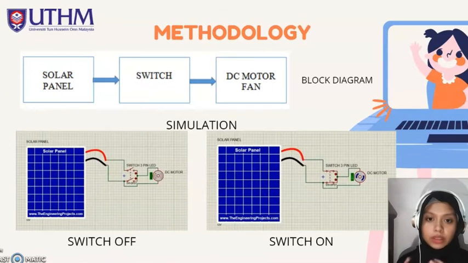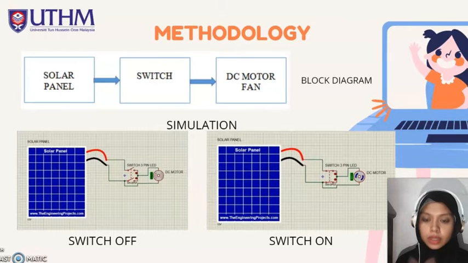Before we do the real product, we do the simulations of the circuit. In the first picture, when the switch is off, the DC motor will not be on. And when the switch is on, in the second picture, the DC motor fan is working, so the fan blade is spinning. So this product is functioning.